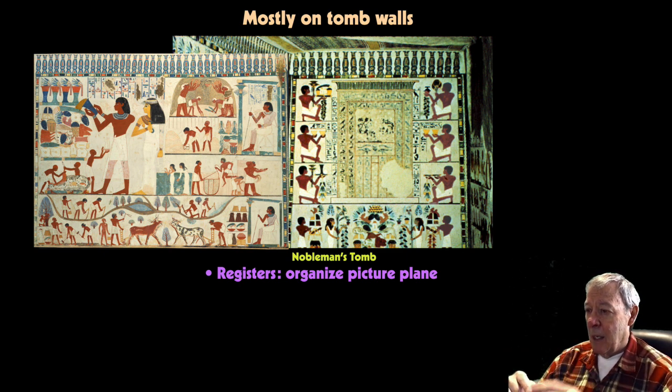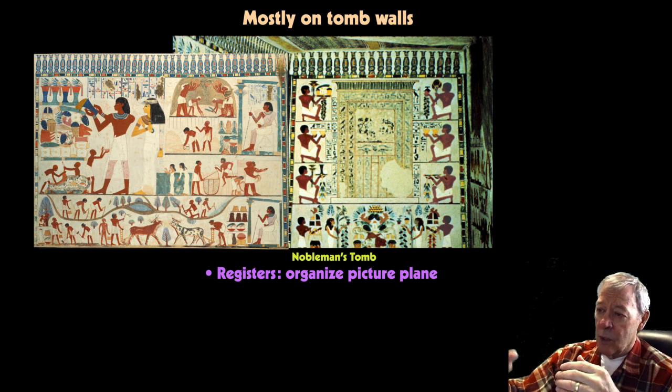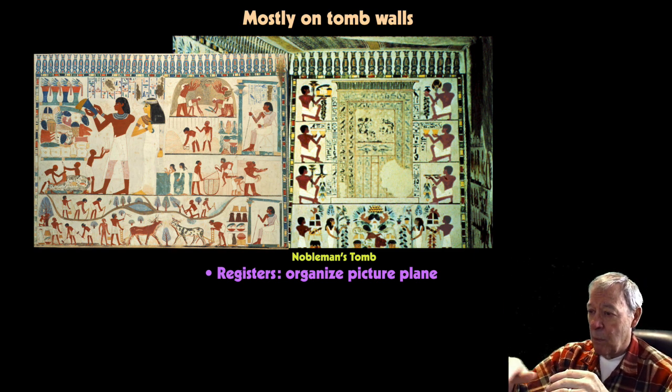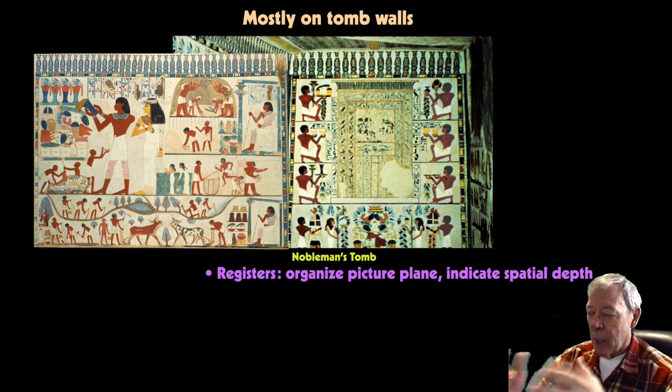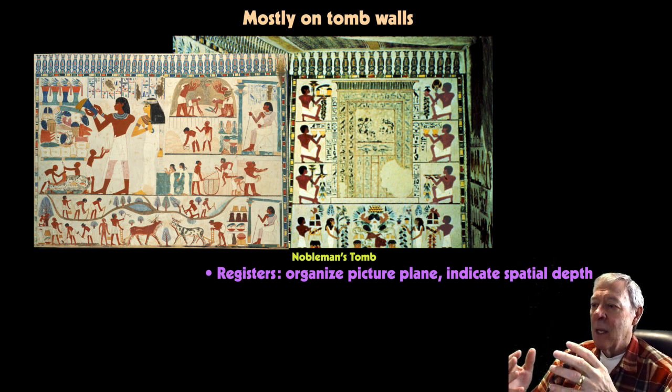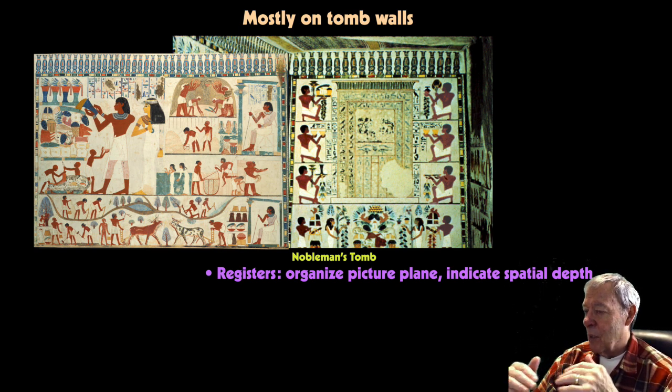Okay? And then we've got, as I indicated earlier, these registers not only organize the picture plane, but indicate spatial depth. So the figures in the topmost register are conceived of as being further away than the figures in the lower register. Now, I don't know how strictly you can apply that to every single scene that you see in Egyptian art that contains registers, but that's a general concept.